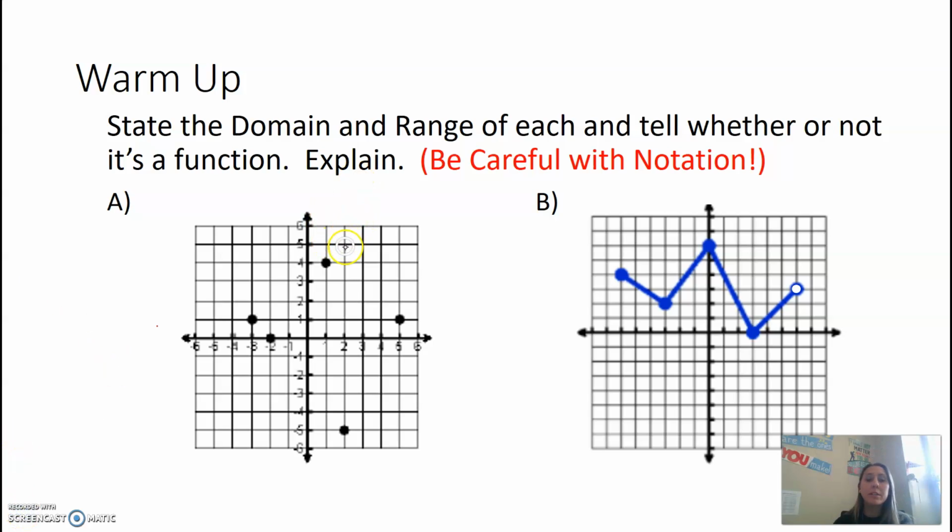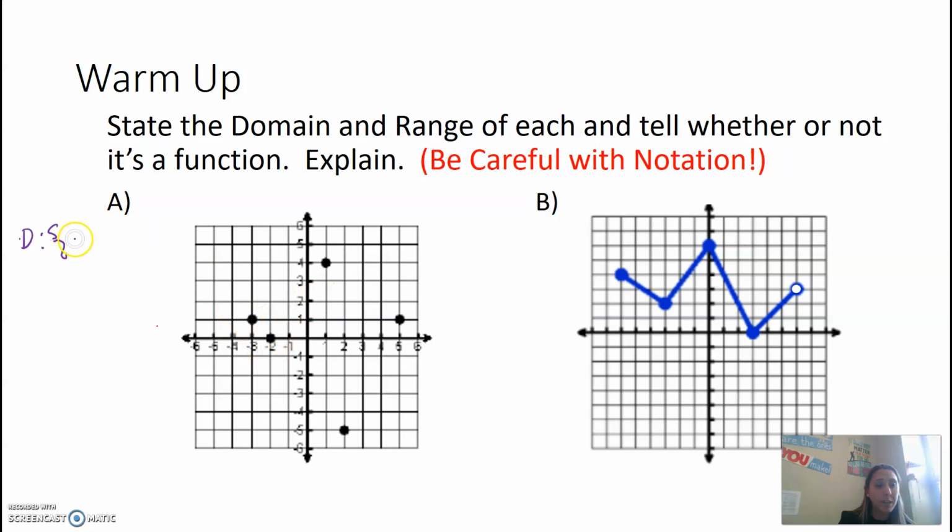Okay, so remember we want to think about these graphs differently, right? Because this is a discrete graph, and I know that it's discrete because these dots, these points, are not connected, meaning that this graph only represents these points and these points only. And since that is the case, for the domain, we're going to list with curly brackets, just the x values for these points.